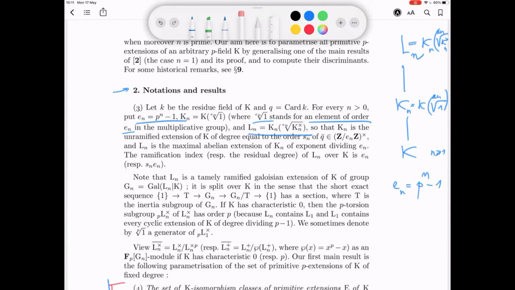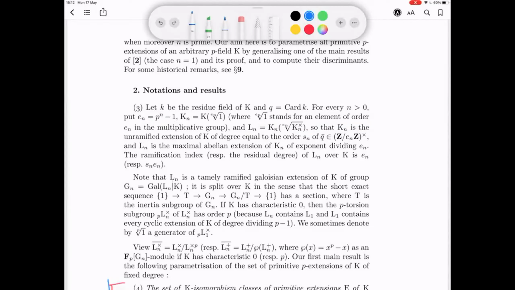That's a kind of Kummer extension, right? Because the base field here has a primitive e_nth root of unity, you can adjoin the e_nth roots of everything in the base field, and you get what is called the maximal abelian extension of K_n of exponent dividing e_n. It has a big name, but it is a simple definition. You just adjoin the e_nth roots of everything in K_n. So L_n is here, K_n is here, and K is here.